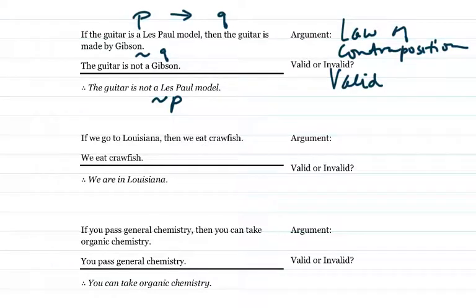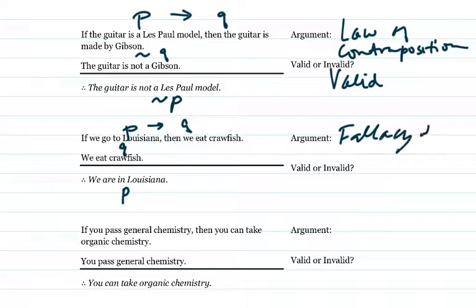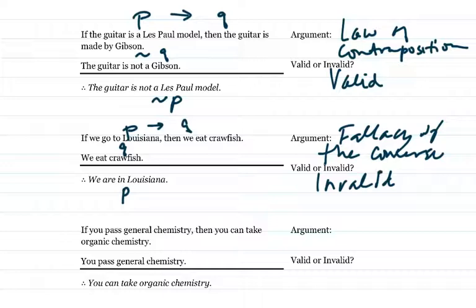Okay, if we go to Louisiana, then we eat crawfish. We eat crawfish. We are in Louisiana. Therefore, we are in Louisiana. That is our fallacy of the converse, which is invalid. I could do this all day. I think this is calming right now.